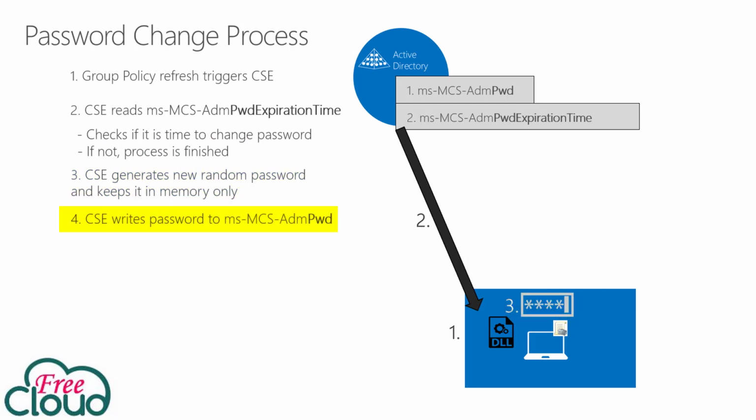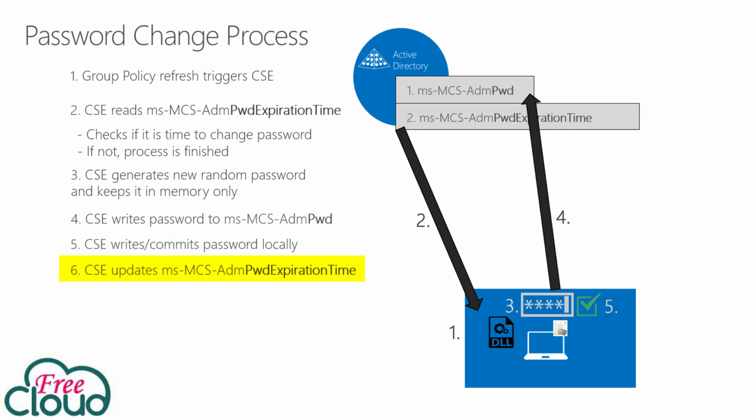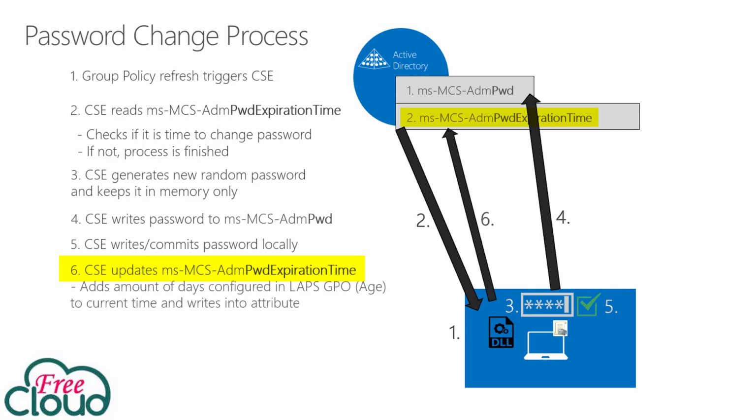The CSE writes the password to the ms-Mcs-AdmPwd attribute in Active Directory. The CSE then commits the password locally. The CSE updates the ms-Mcs-AdmPwdExpirationTime attribute in Active Directory. It adds the number of days configured in the LAPS GPO password age to the current time and writes it into the attribute.